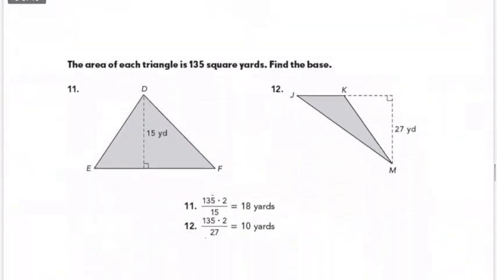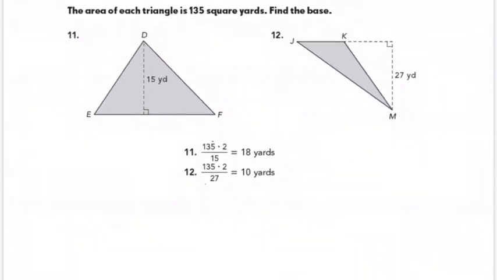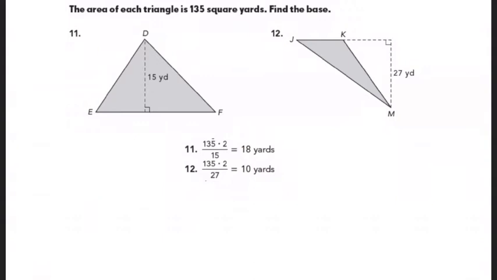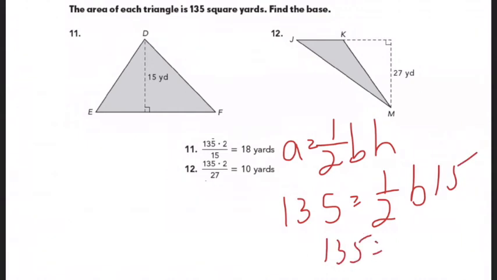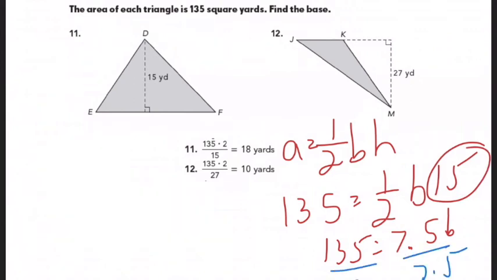All right, let's do 11. 12 is the same thing. For 11, we're trying to figure out the base. So our formula is area equals 1/2 base times height. The area for number 11 is 135 equals 1/2. The base we don't know, the height's 15. So 135 equals 7.5b, because I took half of 15, divide by 7.5, divide by 7.5, and your answer is going to be 18 yards. Number 12 is 10 yards.